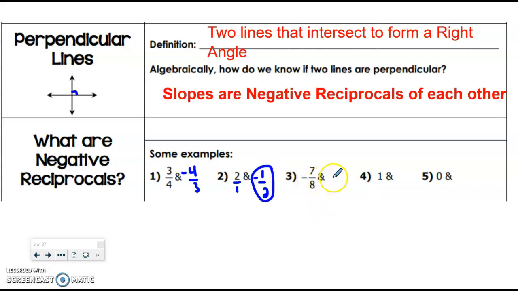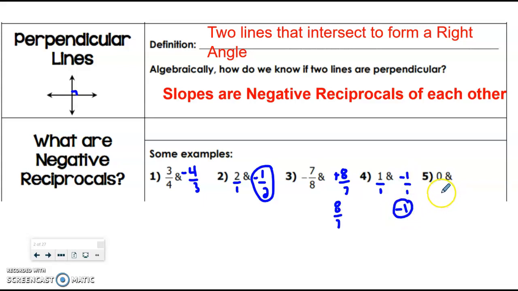If I look at -7/8, I could say it's -8/7. I'm going to put a negative in front of it, which makes that into a positive. So that negative reciprocal is going to be 8/7. If I look at 1, it's going to be 1/1. And then if I flip it, it's going to become -1/1. So that slope would be -1.